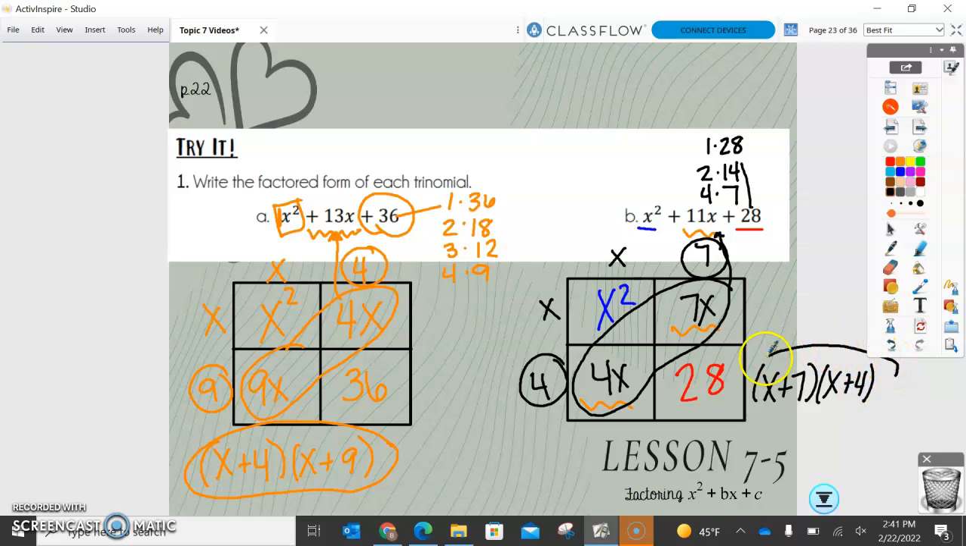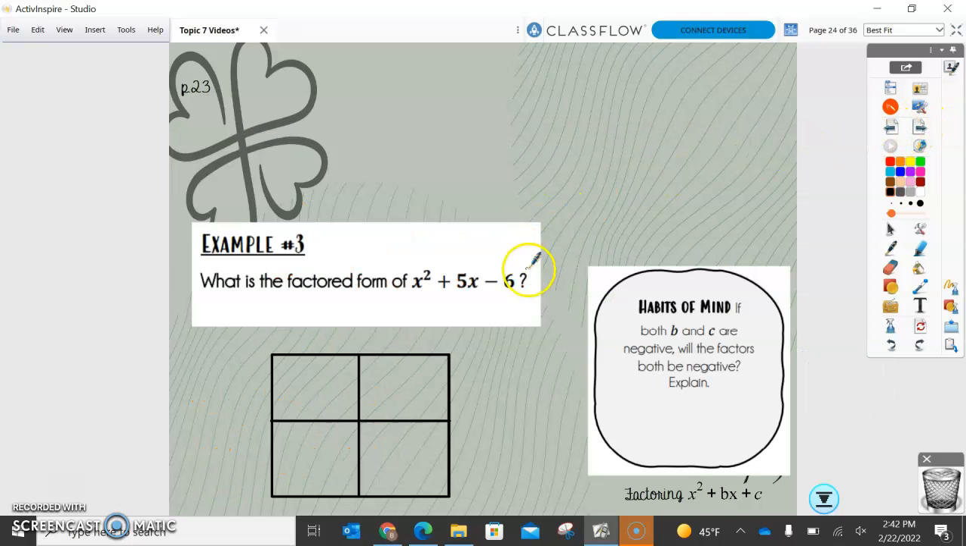Some might ask, does it matter which order you write your final answer in? It does not. Some might put the 7 on the left and the 4 on the top. As long as you have an x plus 4 and an x plus 7, you'll have the correct factored form. Just don't forget to write it. Here we go again. You cannot practice enough of these, promise. You will always have more that you can practice and get better and better at.